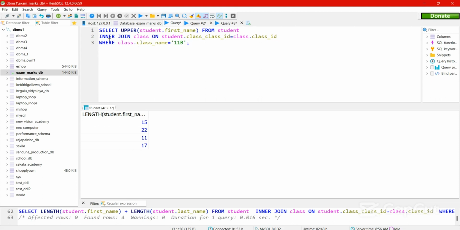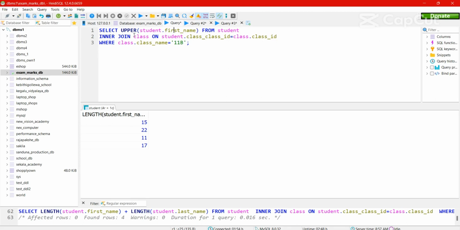So guys, this is the query for the fourth question. You can see here we have used the keyword called upper. This keyword helps us to get the results in capital letters. If we want to get the results in capital letters, we can use this keyword upper and give the parameter. That means the value we want to get in a capital letter. In this case, we need to get the results in capital of the first name of the student. That's why I have given the first name.